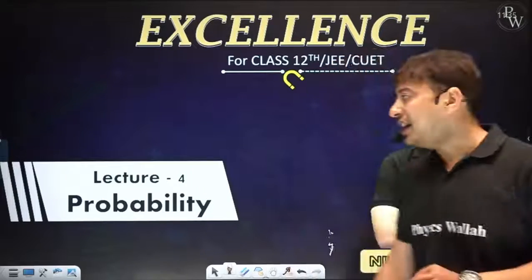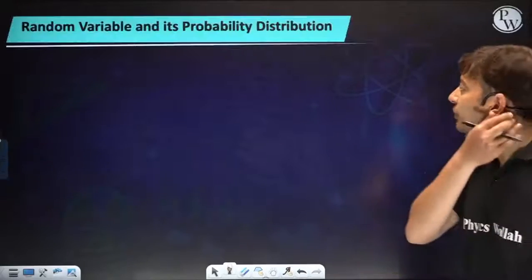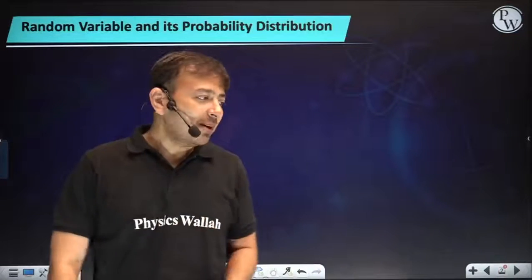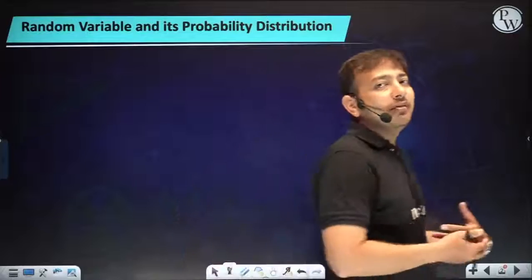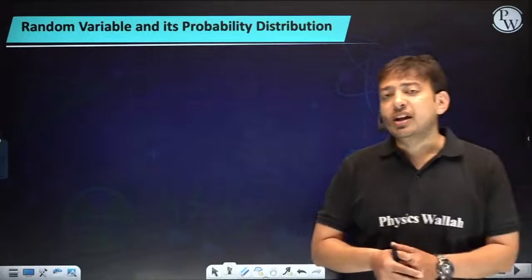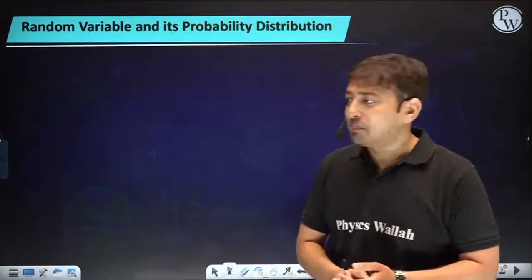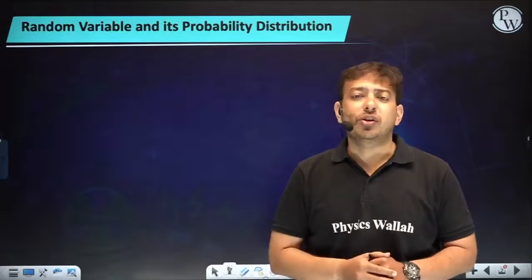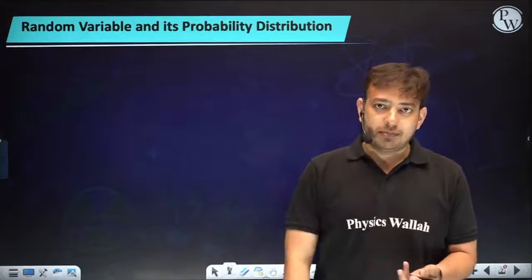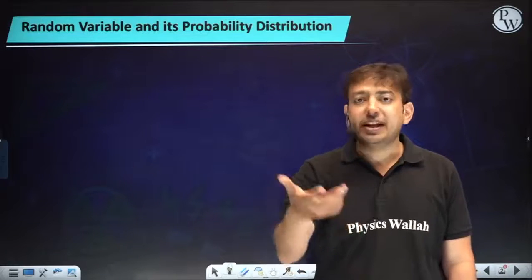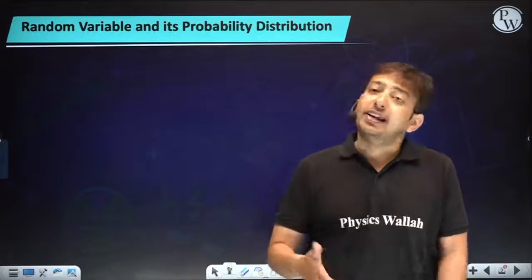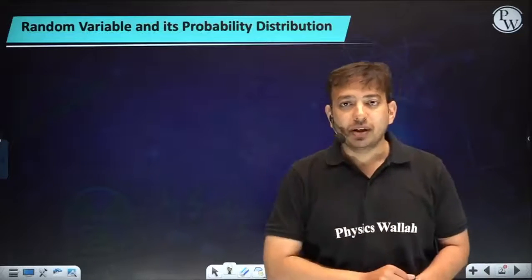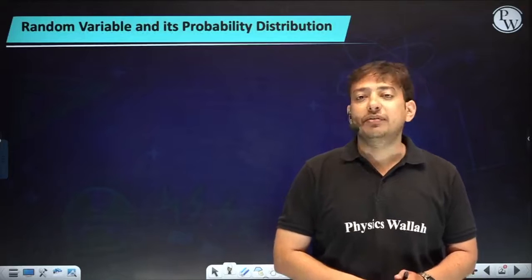First of all, we will read about random variable and its probability distribution. What does it mean by random variable? I will give you another example. If two coins are tossed or three coins we are tossing, the number of heads can be 0 head, 1 head, 2 heads, or 3 heads, right? So the number of heads will become a random variable.